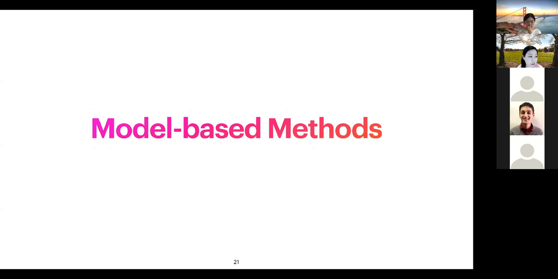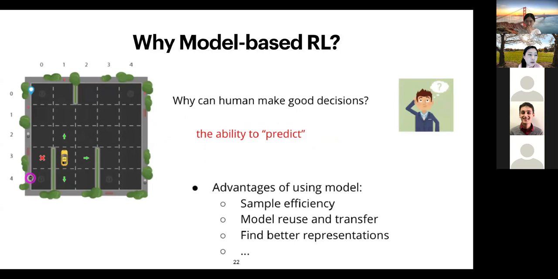So why do we do model-based RL? The question is, why can humans make good decisions? Because they have the ability to predict. Similarly, if you have a predictive model, that would be model-based RL. If you have a predictive model, then you're probably better at making decisions as an RL agent. So this is just the motivation for why we use model-based RL.